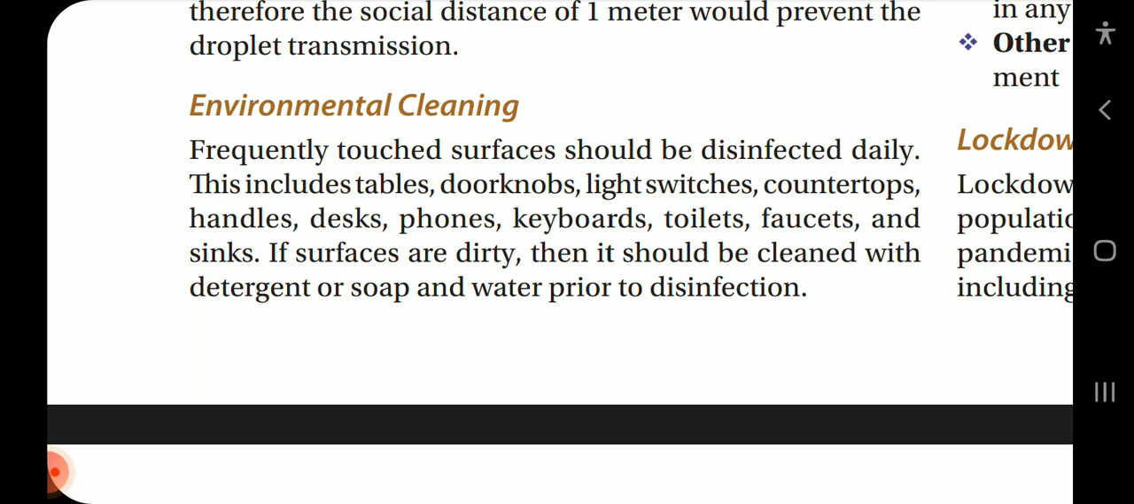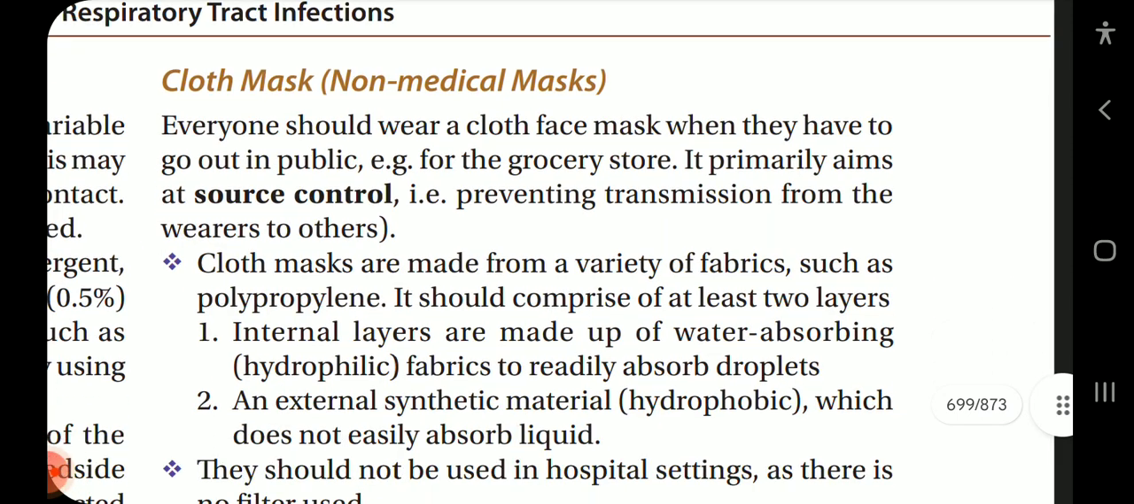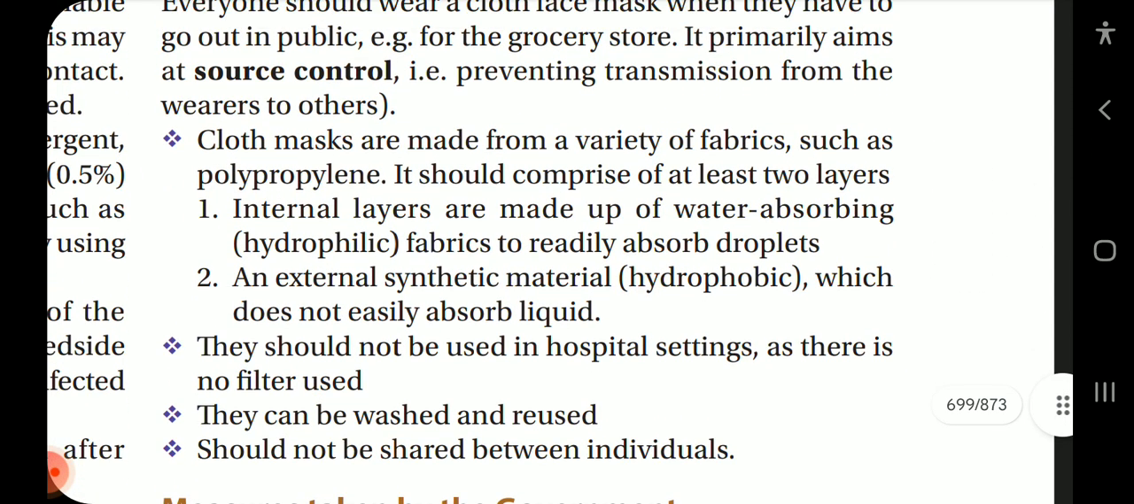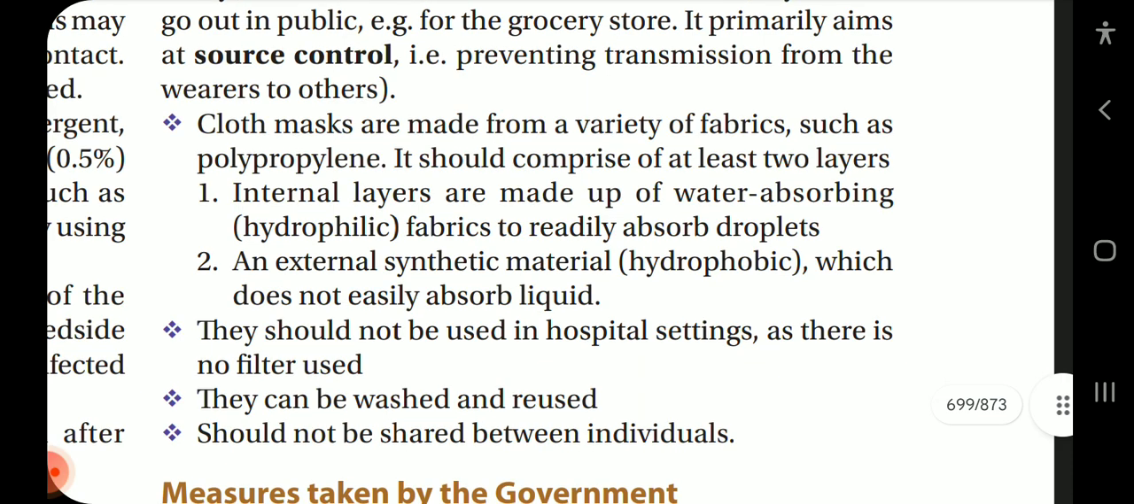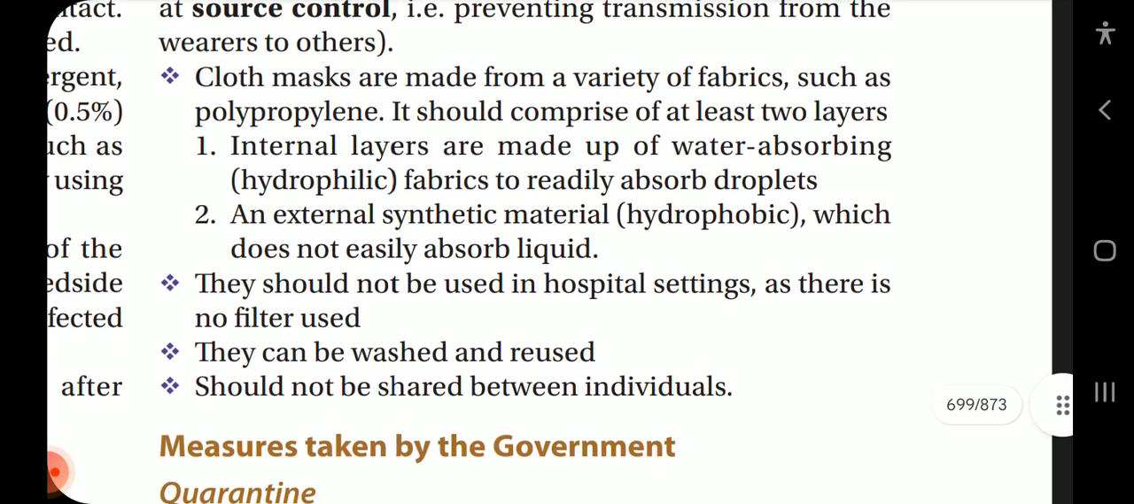This includes tables, doorknobs, light switches, countertops, handles, desks, phones, keyboards, toilet, faucets, and sinks. If the surfaces are dirty, then should be cleaned with detergents of soap and water prior to disinfection. Cloth mask or non-medicated mask. Everyone should wear a cloth face mask when they have to go out in public. For grocery store, for example, it primarily aims at source control, that is preventing transmission from the wearers to others.